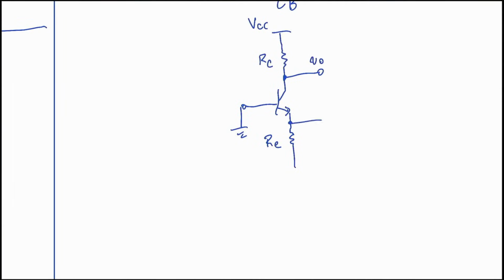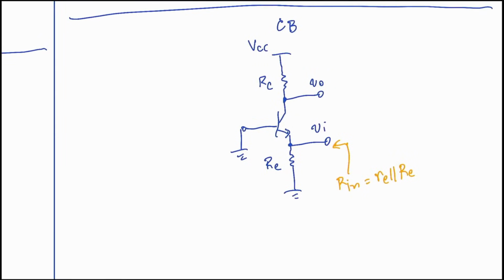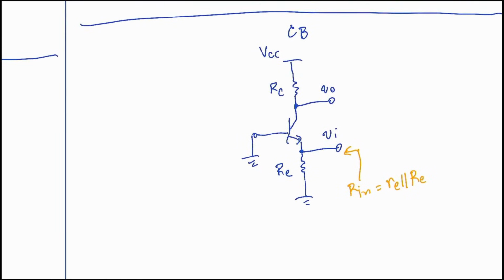We start with the input signal, which we label as Vin. The very first step in our analysis is to determine the input resistance, known as R input, and we do this by looking directly into this port. In this circuit configuration, we can observe that the small signal resistance re is in parallel with the external emitter resistor RE.